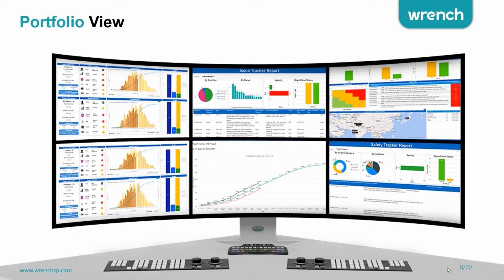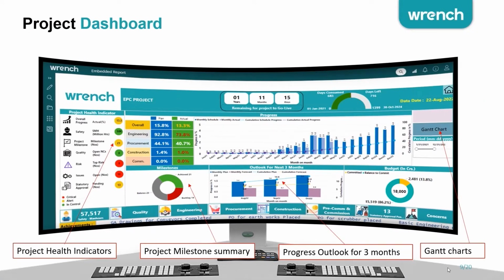Now, when you have all this information available to you in a portfolio for all the projects that you do, you could see the status of each project and then drill down to every project to get the relevant information. So this is similar to a DCS. You have all your projects on the left side, you can see its status, and then you can drill down to any project. When you get into the specific project, you get to know the health parameters and the progress of the project from engineering, procurement, construction and commissioning.